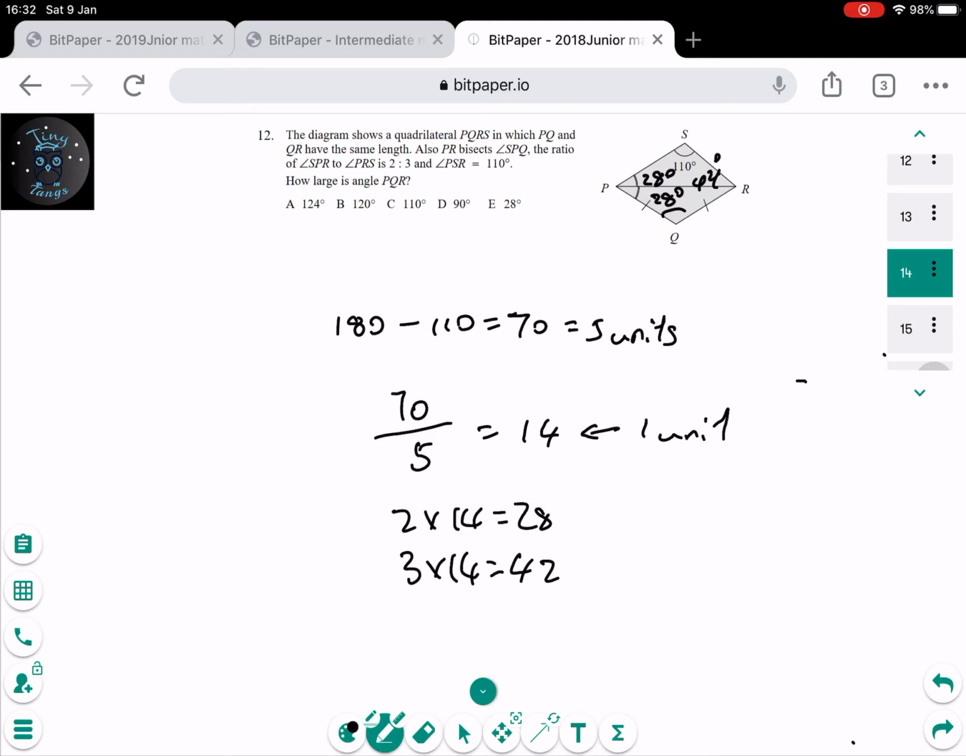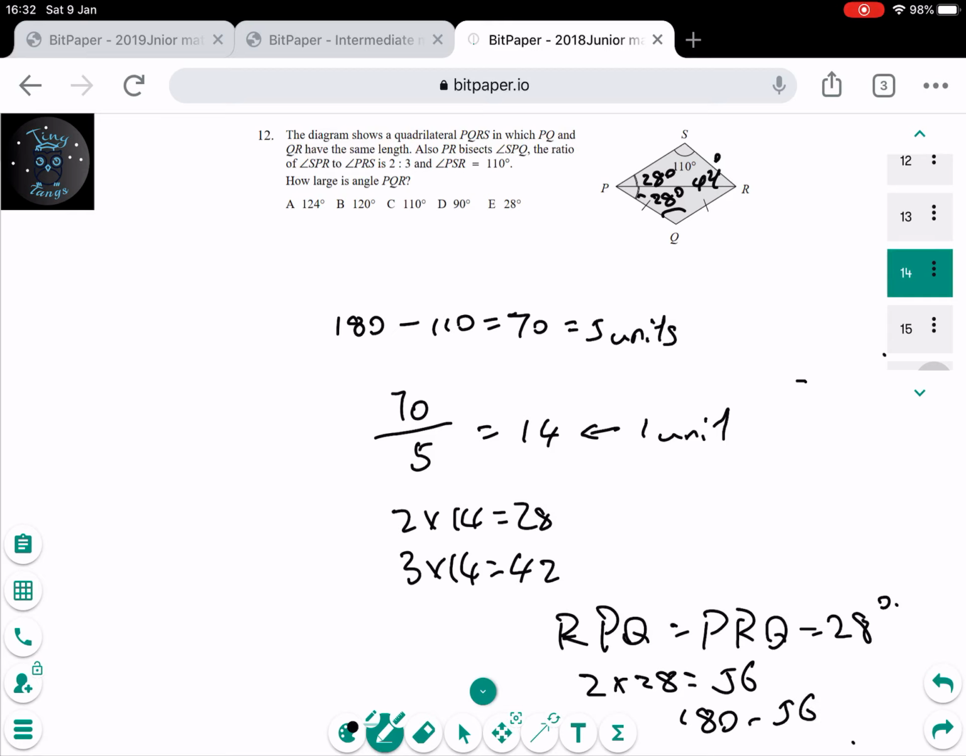So we know that RPQ equals PRQ, which equals 28. So 2 times 28 equals 56, and 180 minus 56 equals 124 degrees, which is A. So that's our answer for question 12.